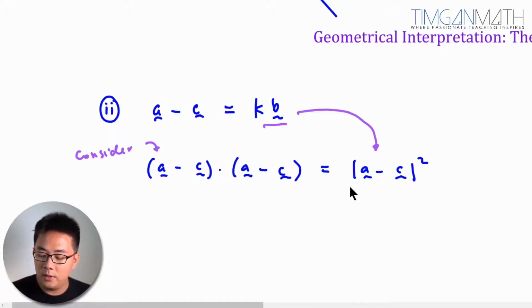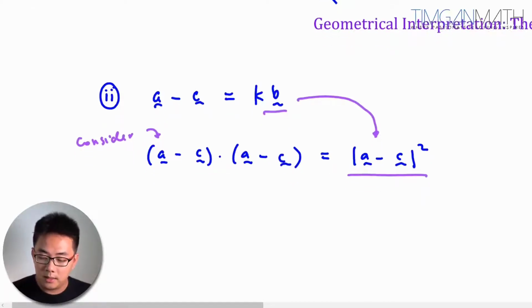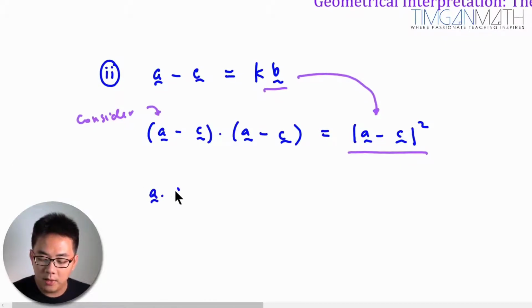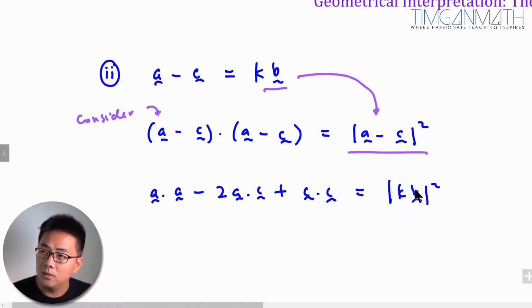Okay, and naturally you should know that is mod A, the mod of that vector squared. Once you expand this, it is A dot A minus 2A dot C plus C dot C, and this would be mod KB like that. So once you get that ready, you understand that you actually need to square.